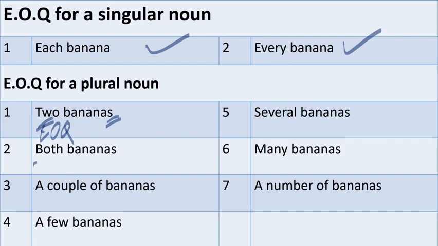Number 2, both bananas. Number 3, a couple of bananas. Number 4, a few bananas. Number 5, several bananas. Number 6, many bananas. Number 7, a number of bananas.